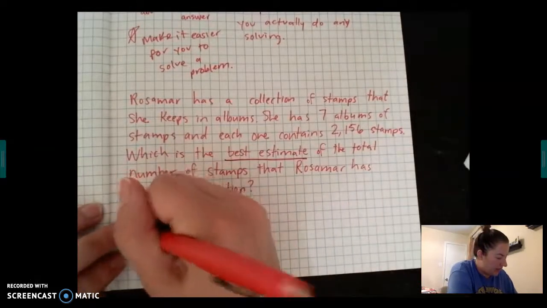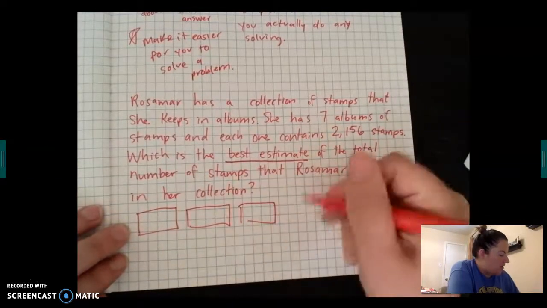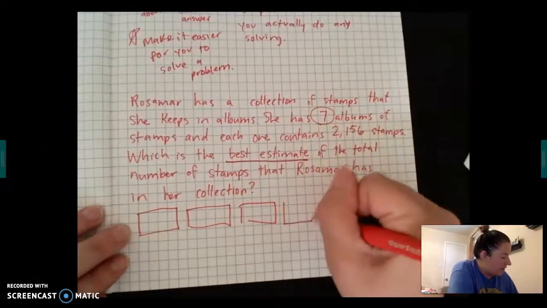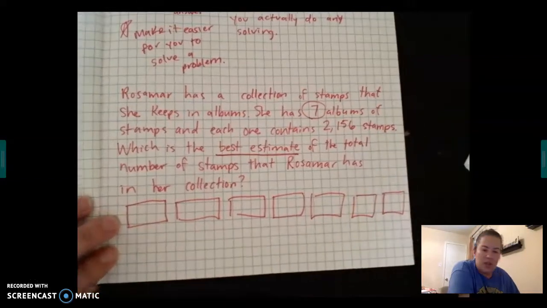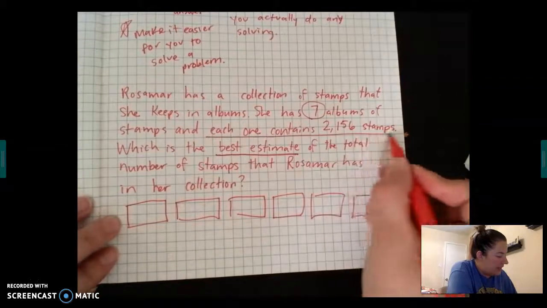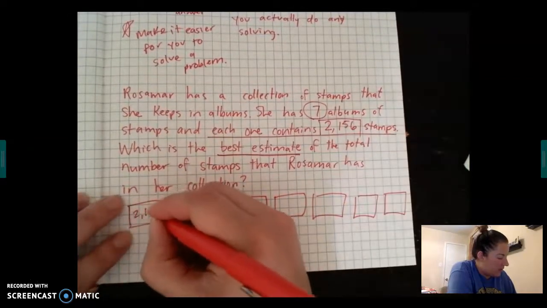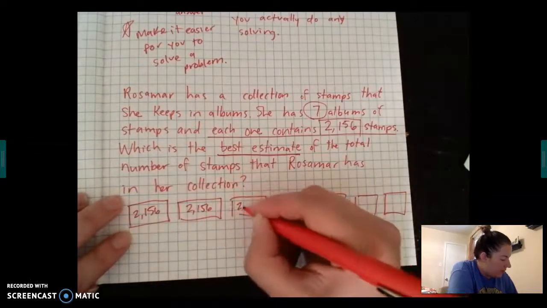So if I was actually going to solve this, I could draw a picture maybe to help me out. There's 3 albums. How many albums does she have? 7: 4, 5, 6, 7. If I was actually going to solve it, it says each one contains 2,156 stamps. So I would have to put 2,156 in each of these albums.